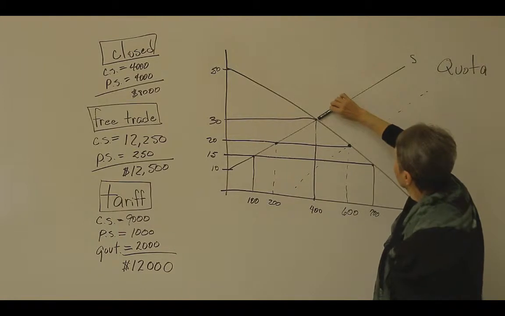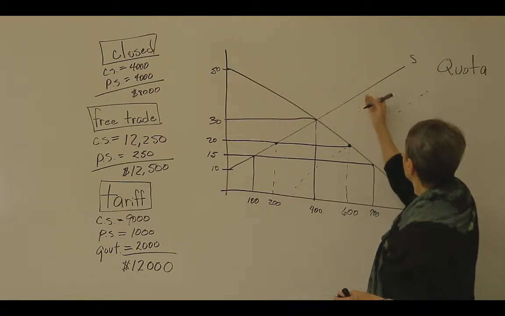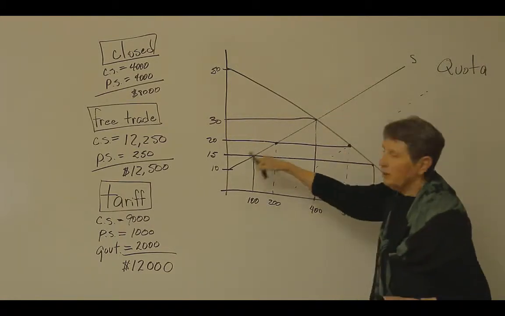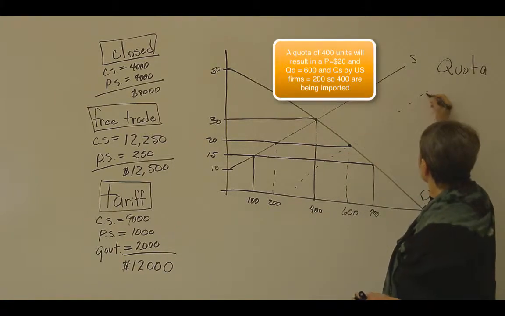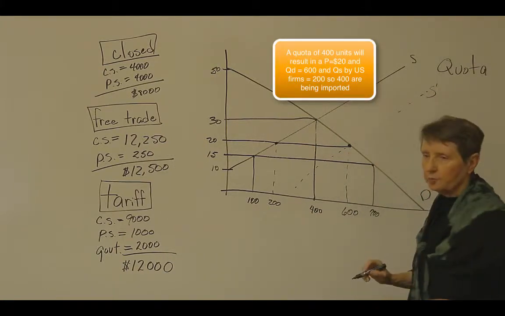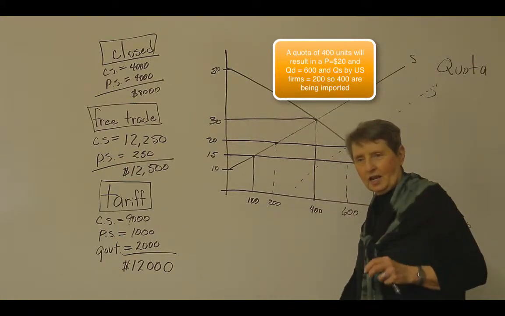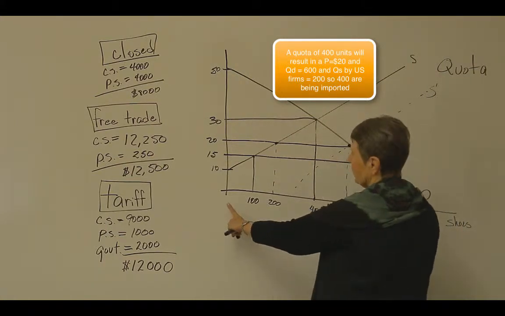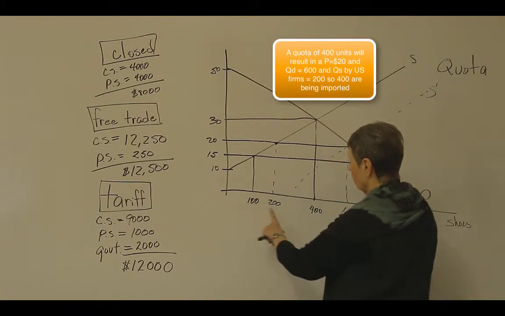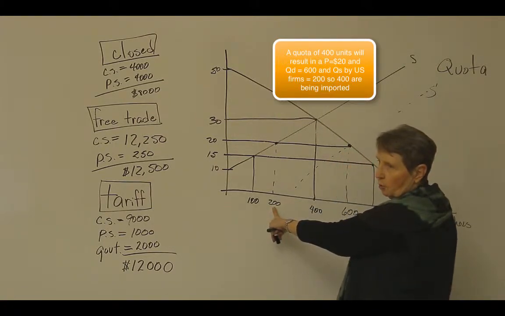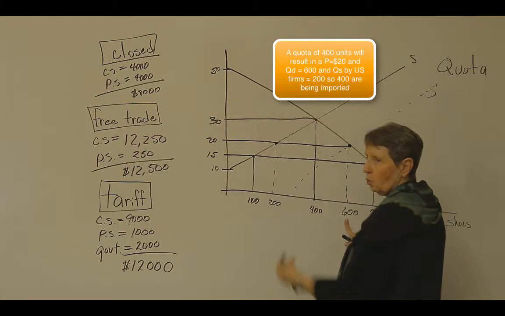So taking the domestic supply curve and adding 400 units to it at every price, this is my new, I'll call it S prime. And you will notice the price is the same, $20. 600 would be demanded, 400 of those would be imports. The price would be $20.